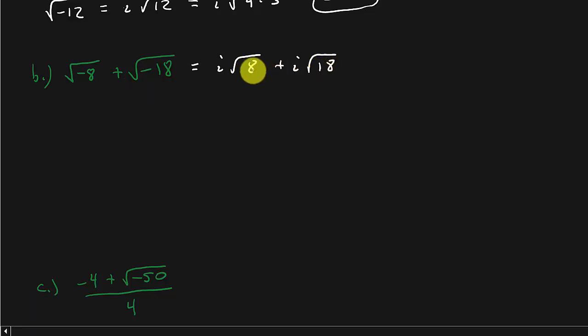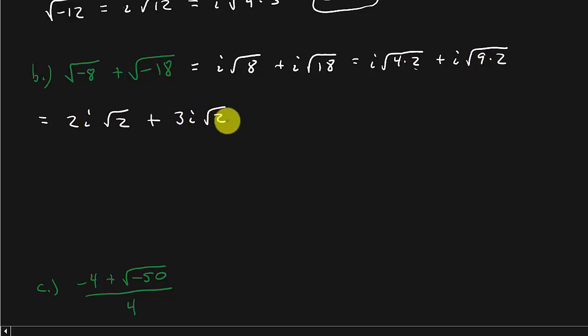Now, let's simplify each radical. So that's going to be i square root of 4 times 2 plus i square root of 9 times 2. All I'm doing right now is simplifying the square root of 8 and the square root of 18. This was in a previous lesson on radicals. All right. So for this, the square root of 4 is 2. So that's 2i square root of 2. That 2 stays underneath. Plus, and then the square root of 9 is 3, so that's 3i, and then that 2 has to stay underneath.